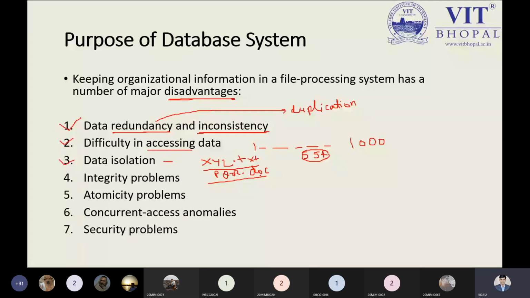Yes, sir. Data isolation will be in the database system also, right? Of course.